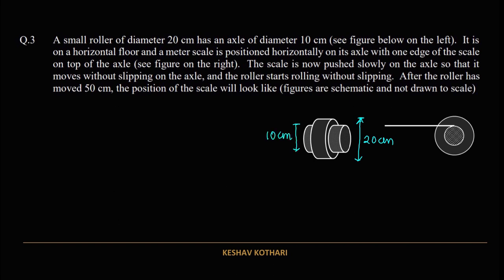It is on a horizontal floor and a meter scale is positioned horizontally on its axle with one edge of the scale on top of the axle. The scale is now pushed slowly on the axle so that it moves without slipping on the axle, and the roller starts rolling without slipping. After the roller has moved 50 centimeter, the position of the scale will look like.